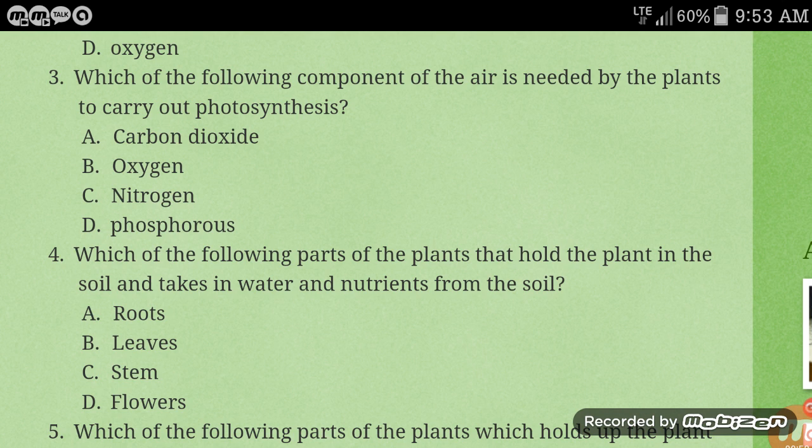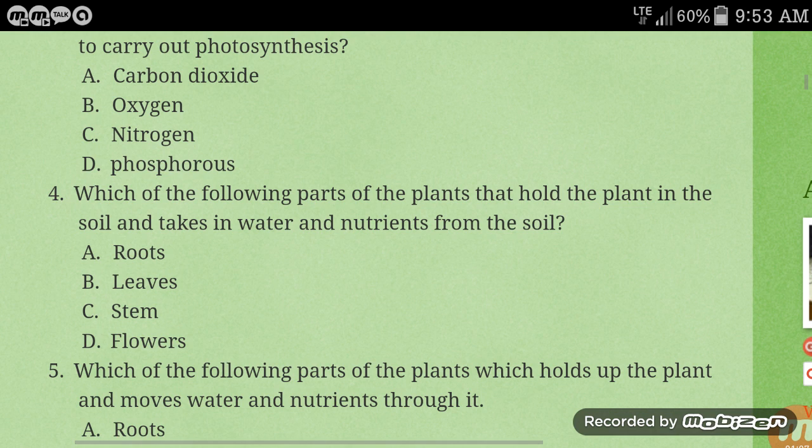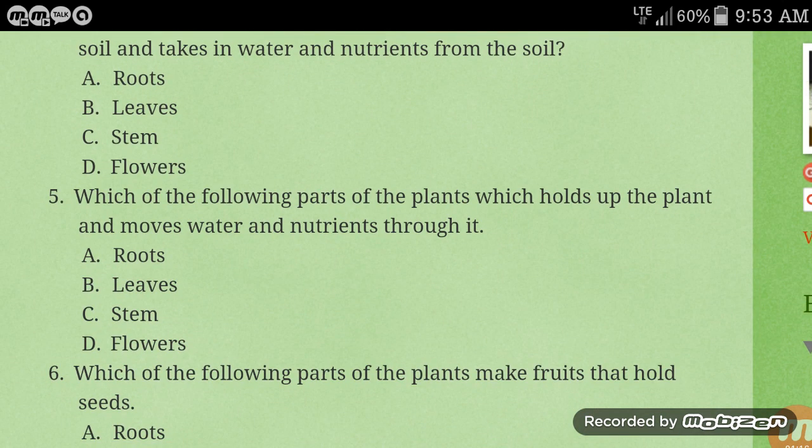Number 4, which of the following parts of the plants holds the plant in the soil and takes in water and nutrients from the soil? So it's of course roots, very obvious, roots. Next one, which of the following parts of the plants holds up the plant and moves water and nutrients through it? So it's stem. Okay, next one, letter C.